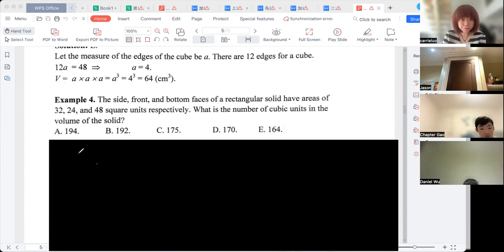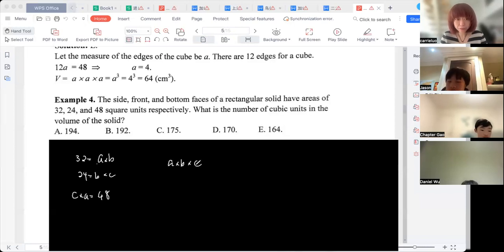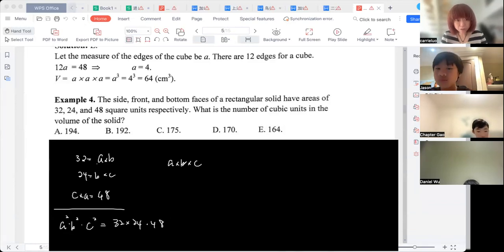So you can see that 32 equals A times B, 24 equals B times C, and C times A equals 48, right? In order to find the solid volume, it equals A times B times C. So if you multiply all of them together, you get A squared times B squared times C squared equals 32 times 24 times 48. So to find A times B times C, you just take the square root. So that's why it equals 192.